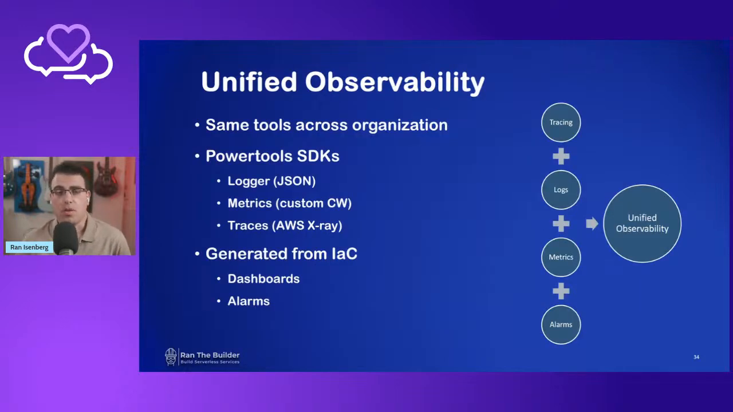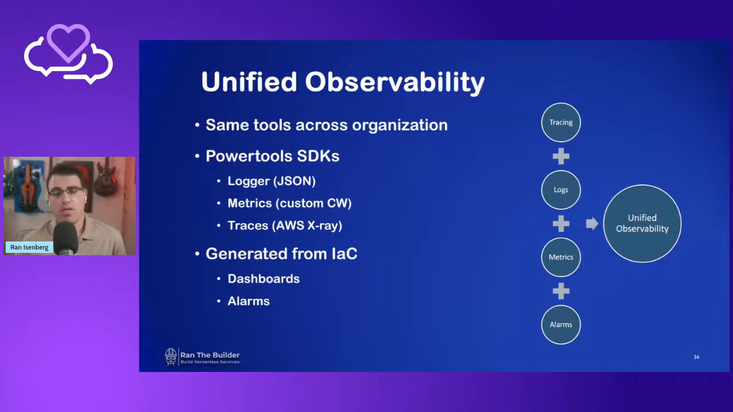Unified observability. If you recall the beginning, I've mentioned that we've had different observability tools for different services, which is not great. We want to have the same language that all the organization speaks, so it's easy to basically debug one customer transaction from one service to another service across multiple teams, AWS accounts, and regions.